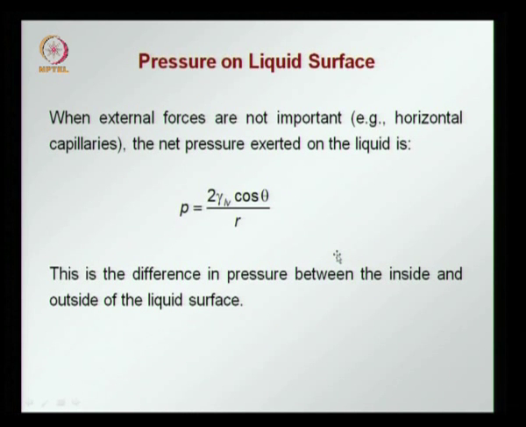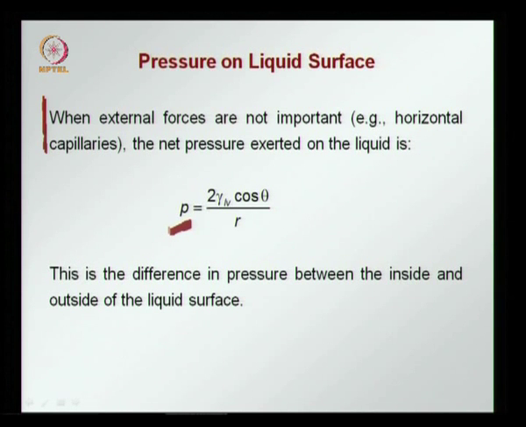The force that is generated, or the net pressure on the liquid when we do not have any other external force applied, is equal to P, which is 2 times gamma LV, which is the surface tension between the liquid and vapor, or the liquid vapor interface surface tension, times cos theta divided by r. When r is very small, that is, the distance between the plates or the capillary walls is very small, you have a very high pressure being built up.